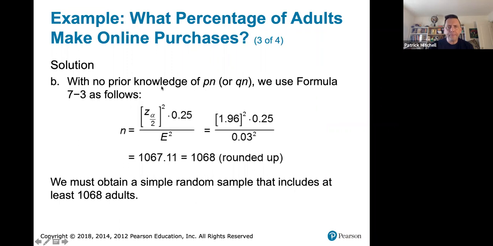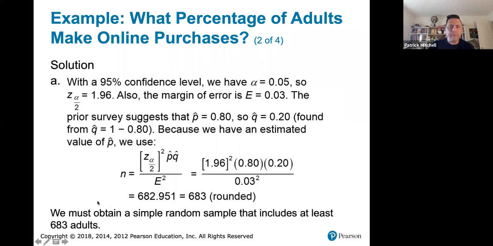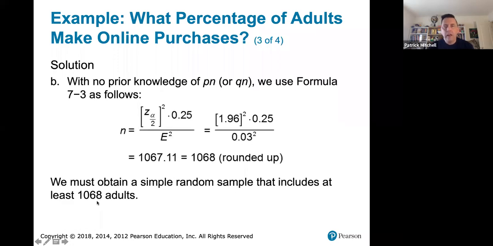Now, if we didn't know P, then we have to use the other version of the formula, which is this one. So you put 1.96 in for Z. Instead of P hat, Q hat, you just put 0.25. Put 0.03 in for E. That comes out to 1067.11. And again, you have to round that up to 1068. So knowing we're not having a value for P hat, instead of a sample of 683 adults, you now need a sample of 1068 adults.